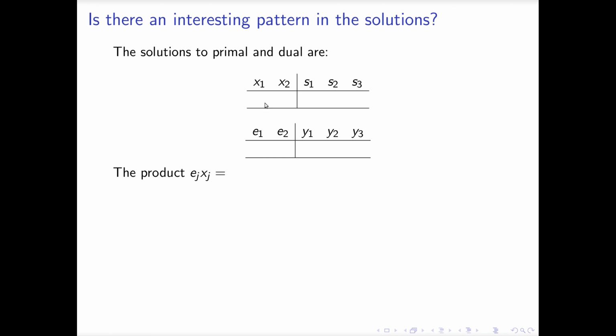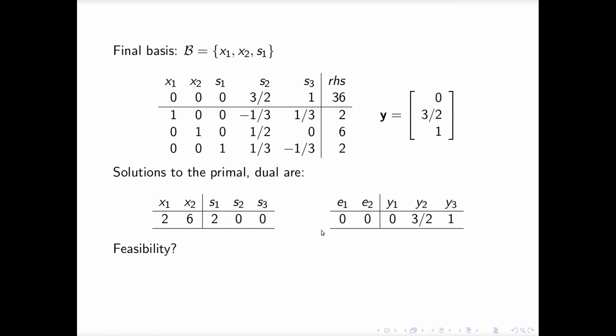What happens if I take Ei times Xi? What happens if I multiply these two together and these two together? What do I get? Oop, I gave it away. It is 0. Yes, so S1 times Y1, S2 times Y2, and S3 times Y3 are also all equal to 0. Good.